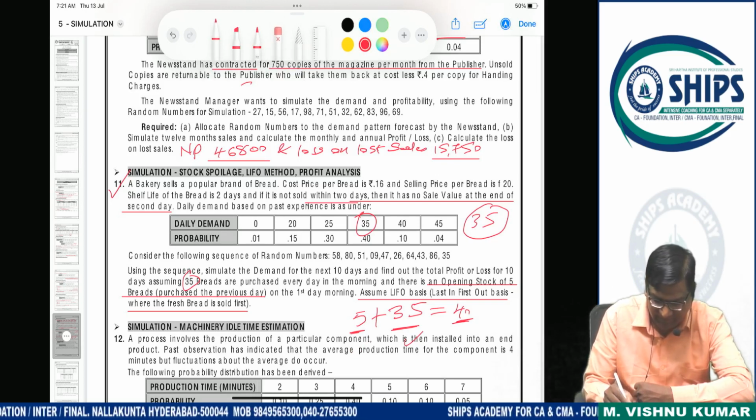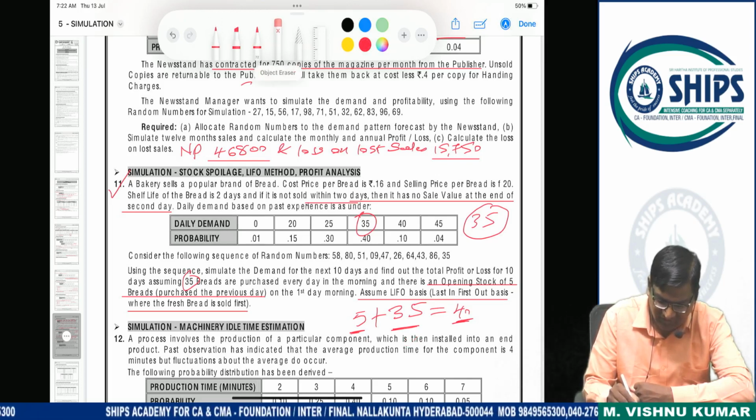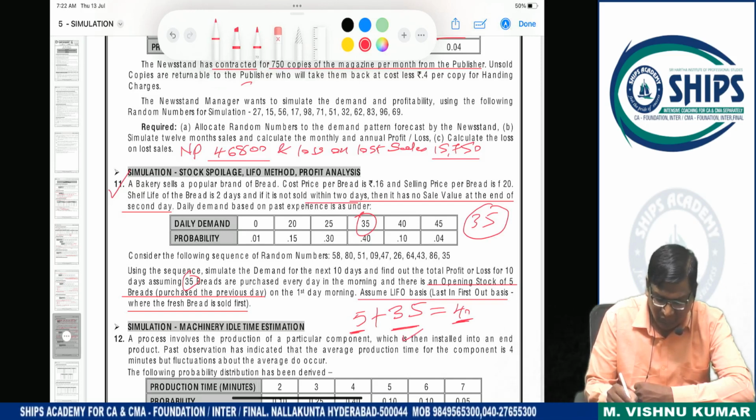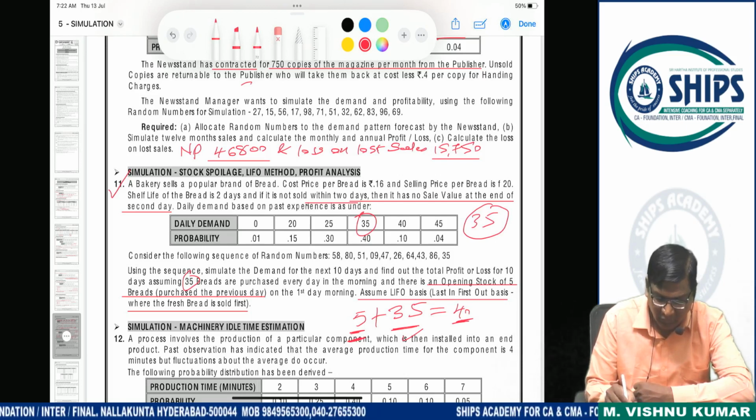So as per the example, suppose according to random number, first day 35 breads demand is there. So on first day we have the stock of 40. So from 40 we can sell 35 only because demand is 35 only. Now question is, this is LIFO method. So this 35 is sold from fresh stock. So it means the unsold stock is 5, and that is coming from opening stock.